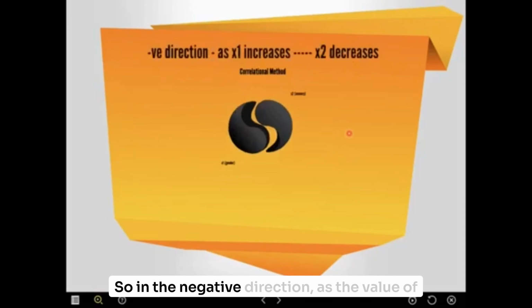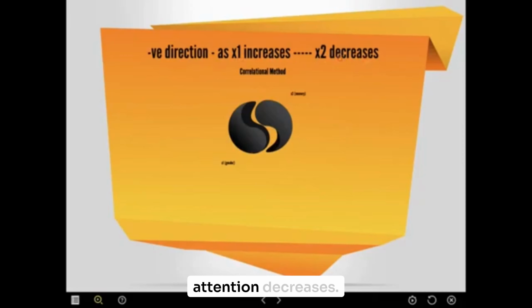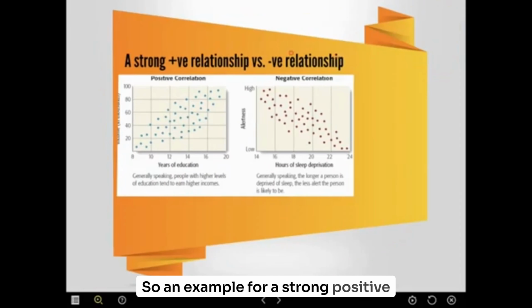So in the negative direction, as the value of X1 increases, the value of X2 decreases. As the alcohol amount increases, the attention decreases. So that is an example of a strong positive relationship and a strong negative relationship.